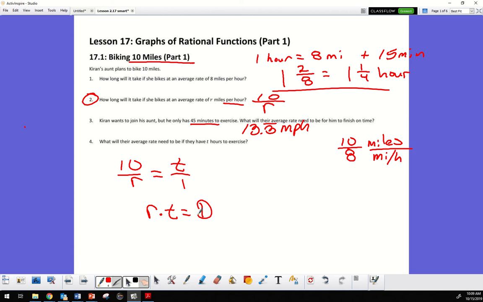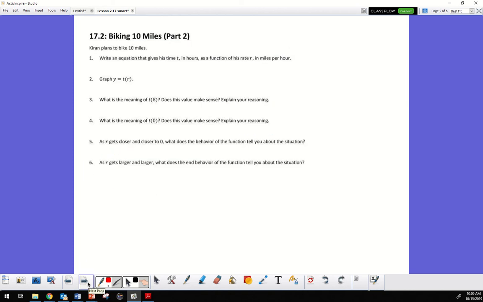All right. Karen plans to bike 10 miles. Write an equation that gives his... It's a him? Karen's a... All right. That's it. Okay. His time t in hours as a function of his rate r in miles per hour.